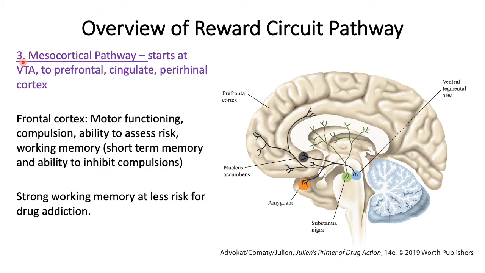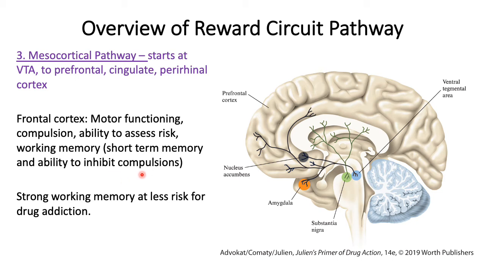The third part of the reward circuit pathway is the mesocortical pathway, which starts at the VTA and stretches out to the prefrontal cortex, the cingulate, and the parietal cortex. So it's all of these structures here in the front. Remember, we said that the frontal cortex is related to motor functioning. We learned about this in previous lectures. Motor functioning is your voluntary control of your muscles. We also said that it's involved in compulsion, ability to assess risk, working memory, which is basically your short-term memory, and your ability to inhibit compulsions.